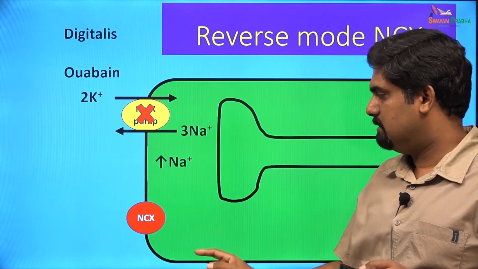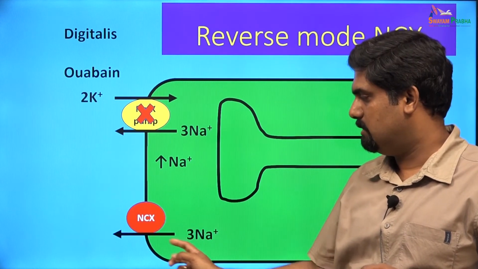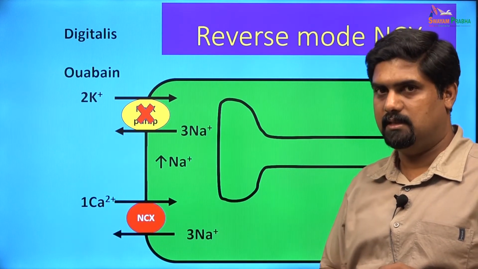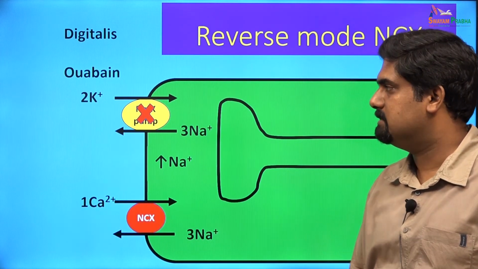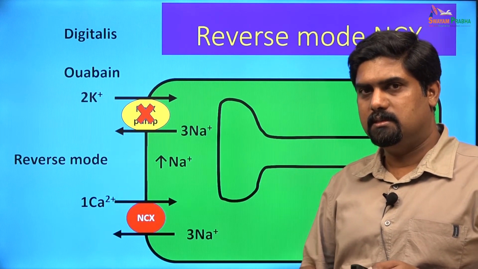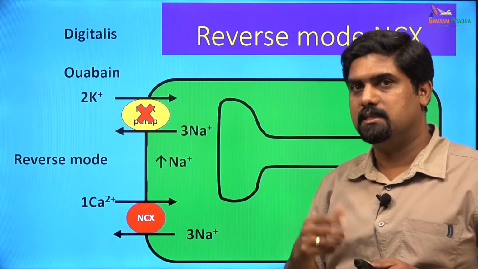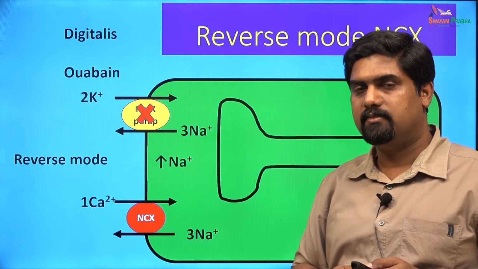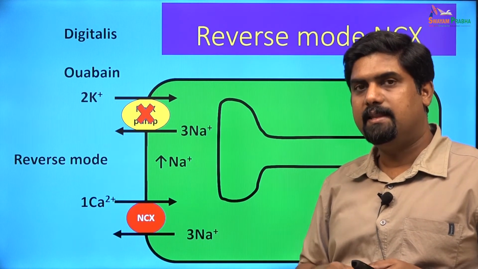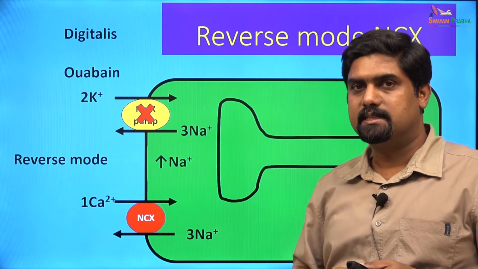The increased intracellular sodium is then cleared by the sodium calcium exchanger. So 3 sodium ions are moved out of the cell and 1 calcium ion is taken into the cell. This mode of operation of the NCX is called the reverse mode. This mechanism is taken advantage of by drugs like digitalis, which were earlier used for the treatment of cardiac failure, because they increase the intracellular calcium levels, and thereby increase the contractility of the heart and thereby the ejection fraction.